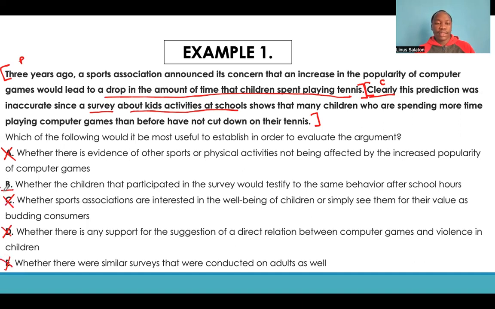So for this case, the correct answer is B, which is whether the children that participated in the survey would testify to the same behavior after school hours.